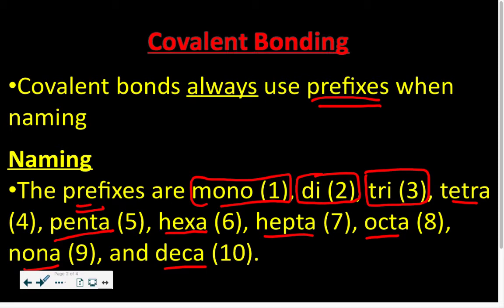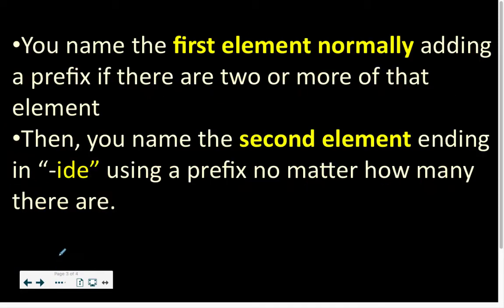So let's look at some examples of naming covalent compounds. The rule here is that you're going to name the first element normally, adding a prefix if there are two or more of that element. So if you have carbon, you name it carbon. You don't change it. But if you have two carbons, you're going to put dicarbon.